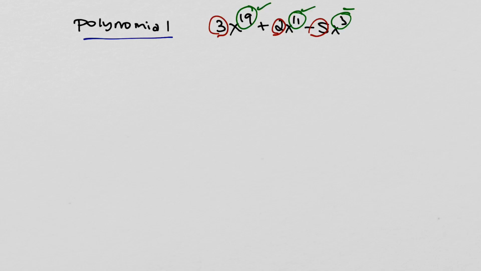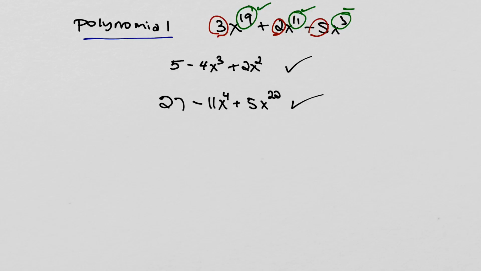So for instance, if I had 5 minus 4x cubed plus 2x squared, yeah, that's a polynomial. If I had 27 minus, well, I don't know, how about 11x to the 4th plus 5x to the 22, yep, that's a polynomial as well.